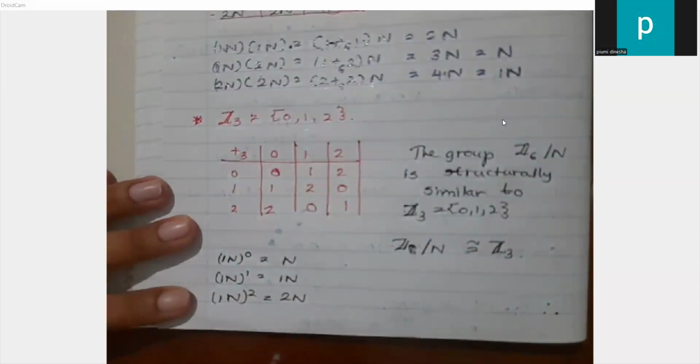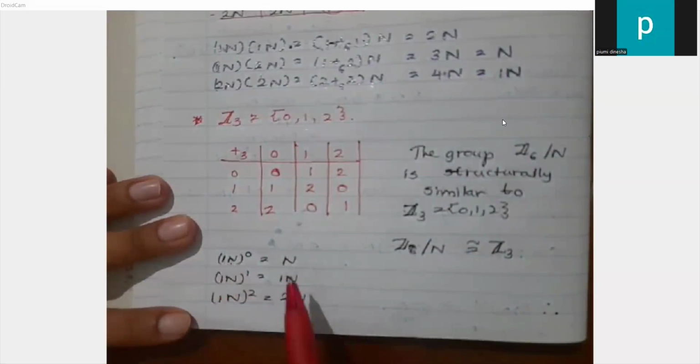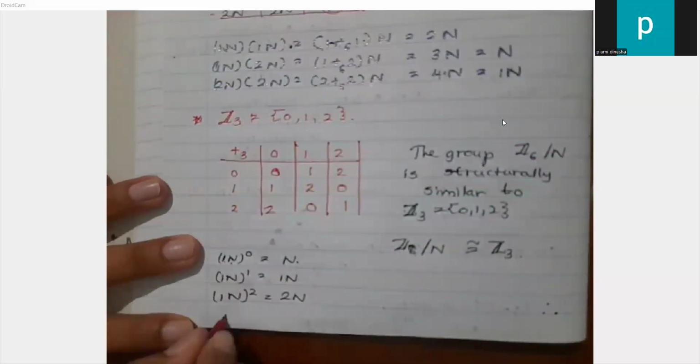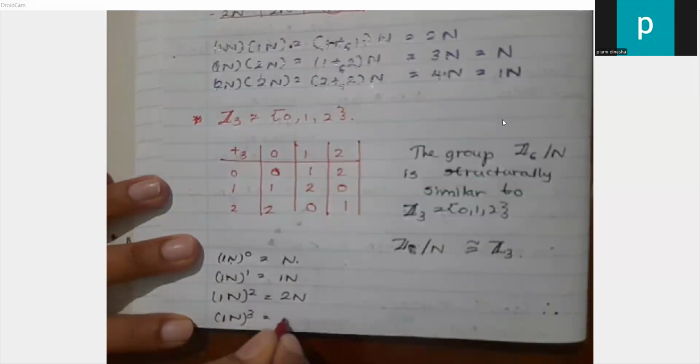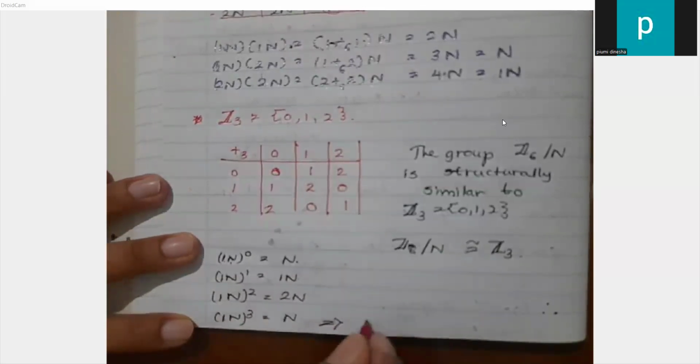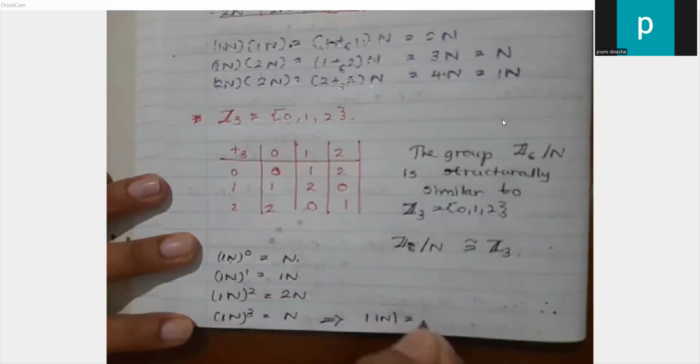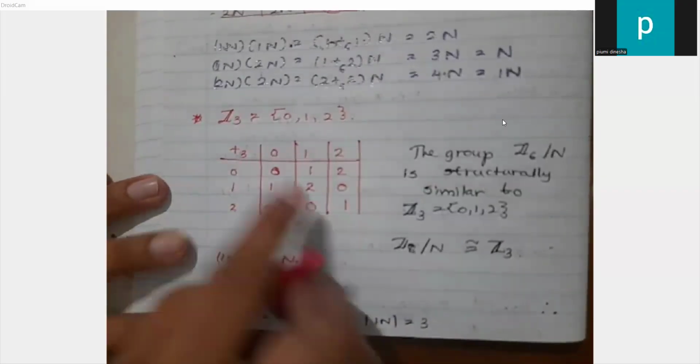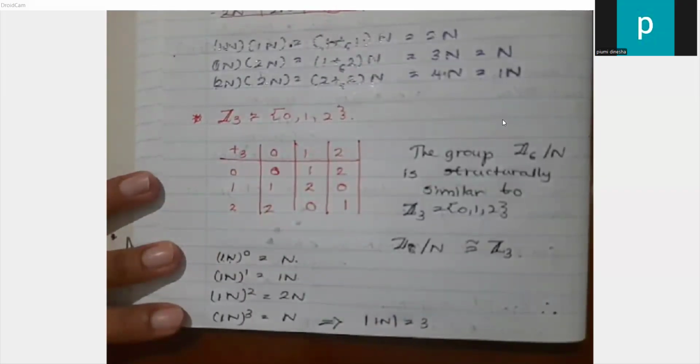So we see that by 1n, we have generated all elements in the group. Not only that, it is of finite order. 1n cubed is simply n. This tells you the order of 1n is 3. The entire quotient group given over here is generated by this single element 1n. It is not only generated by 1n, but also by 2n. So we see that this quotient group is cyclic as well.